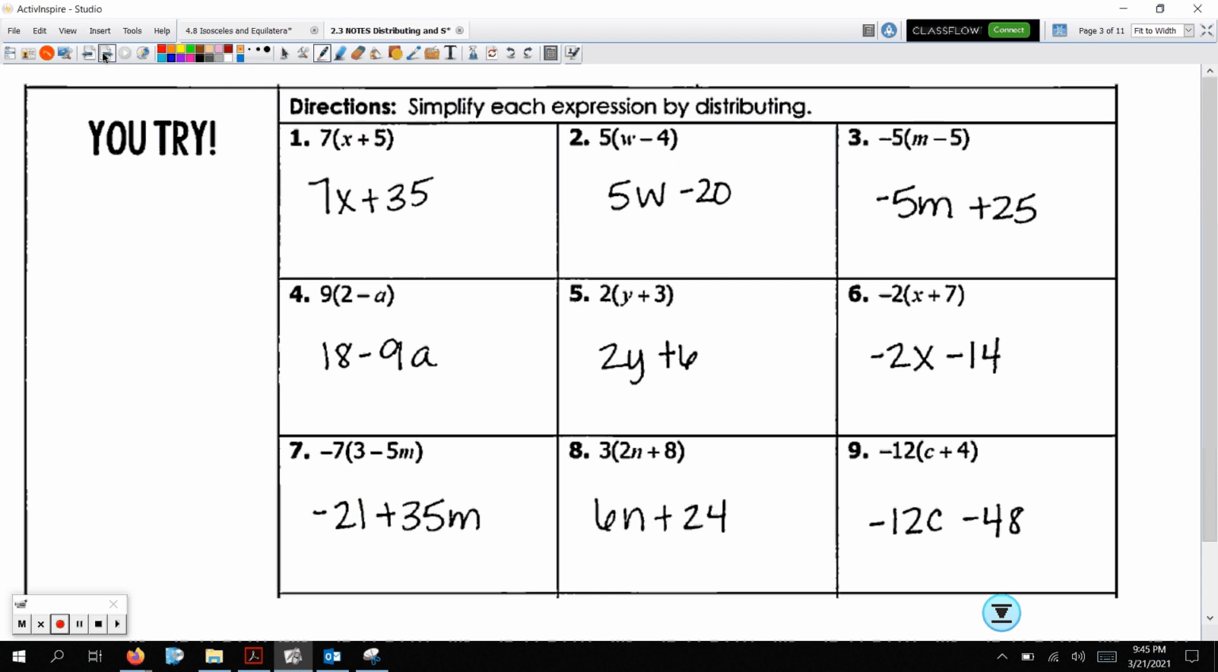How'd you do? Did you get them all right? Pause the video and check against your answers. See if you had sign errors. You know, when you were distributing in a negative, did you make a mistake? Or when you were distributing, did you make sure that you hit both terms in the parentheses?